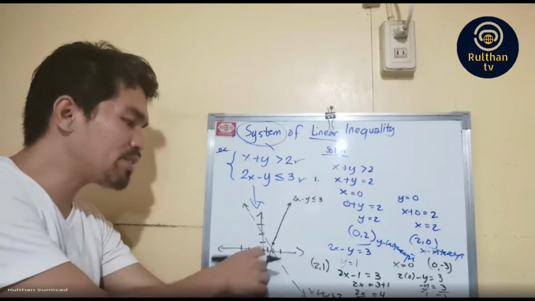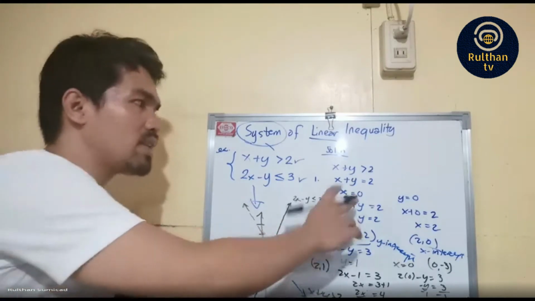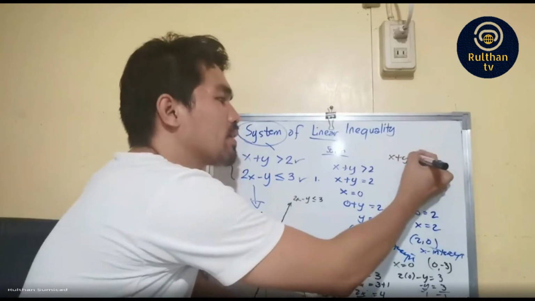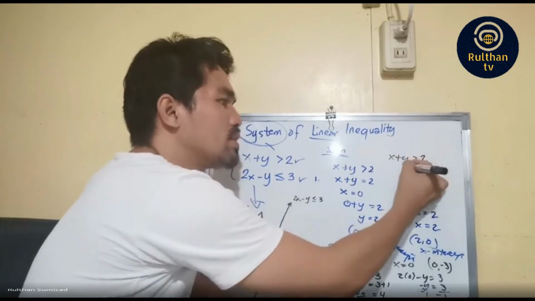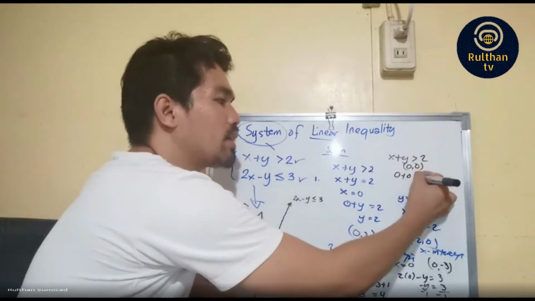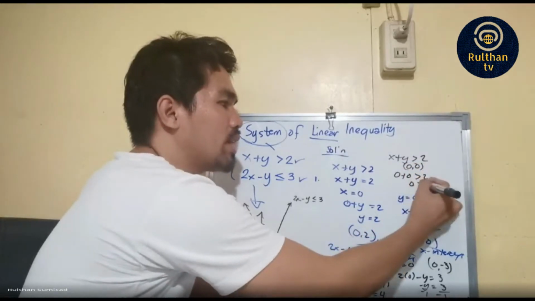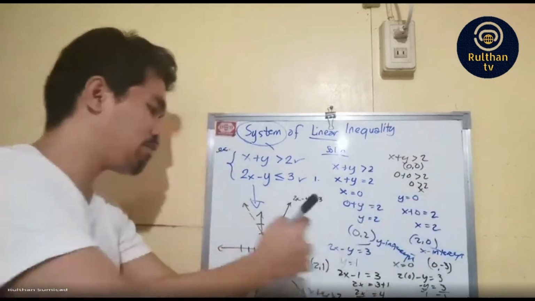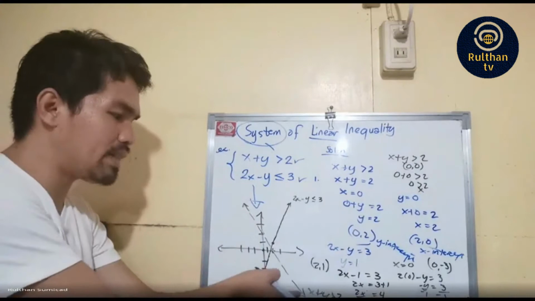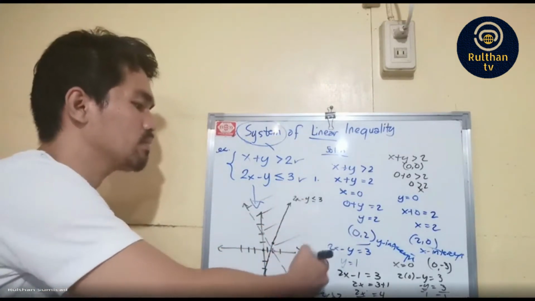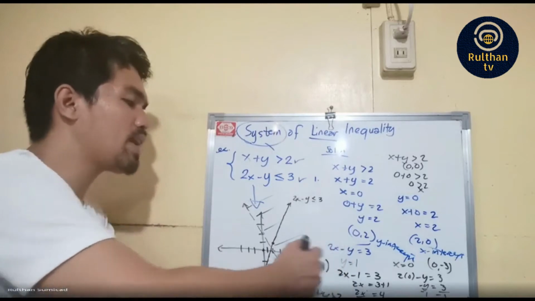So the 0, 0 is found below this line. So let's test. That is x plus y greater than or equal to 2. 0, 0 is my test point. So that is 0 plus 0 greater than or equal to 2. That is 0 greater than 2. True or false? Of course not. Therefore, the solution is not here for this inequality. The solution goes in this direction. Okay? That is for the first inequality.